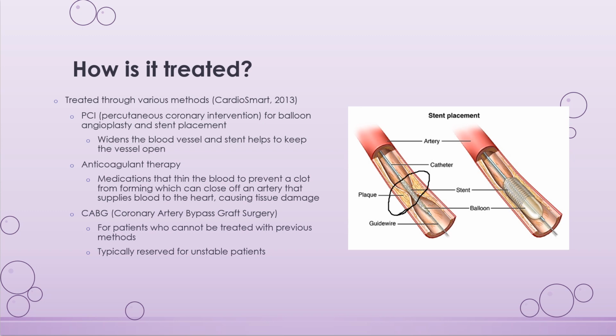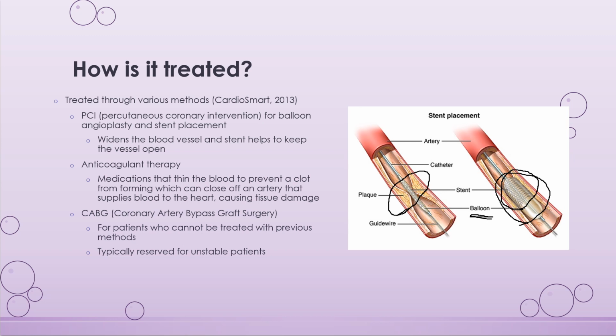And then this catheter goes into the artery and it will widen the blood vessel, so you can see right here, using this balloon. From there, you place what's called a stent. This is your stent right here, which is a device that helps to keep that blood vessel open so that it can still continue to bring oxygen and blood to the heart tissues.